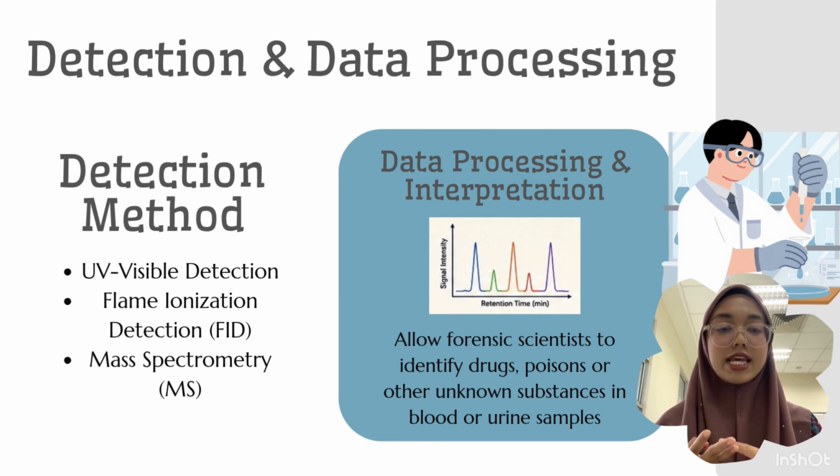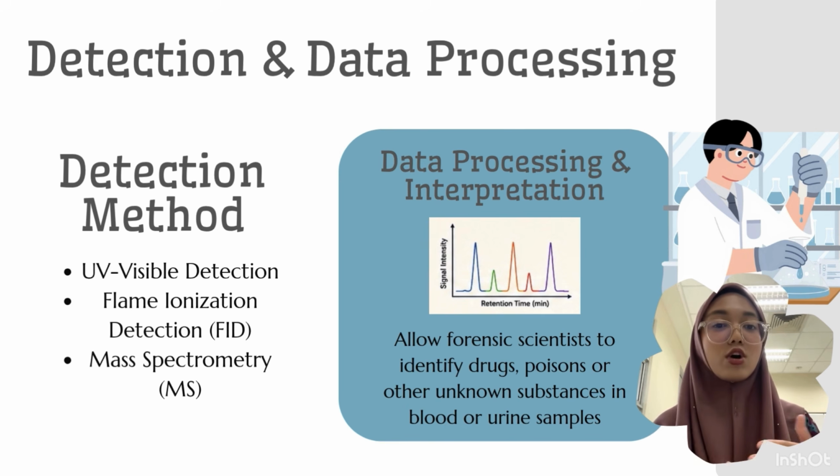spectrometry (MS). The chromatogram is then compared with reference standards, allowing forensic scientists to accurately identify drugs, poisons, or other unknown substances in blood or urine samples.